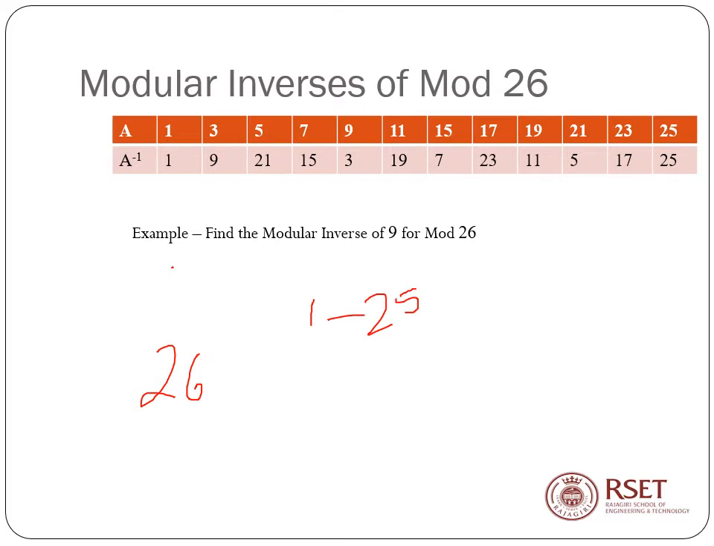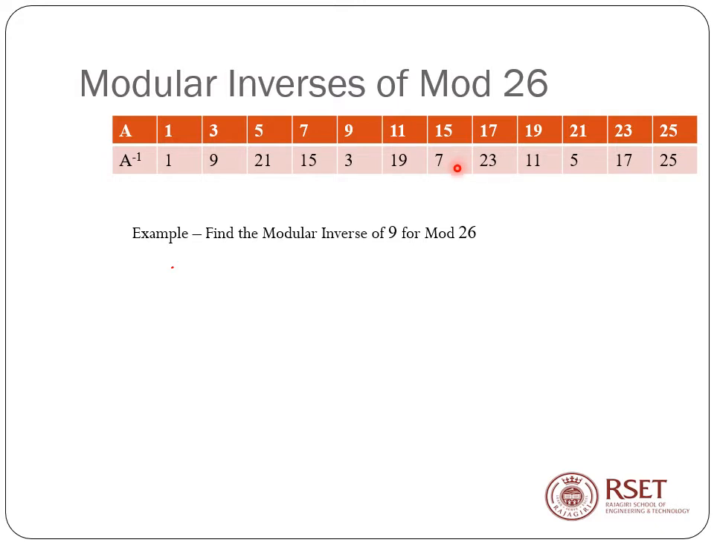Who all are there? 1 will be there. 2 is not coprime. 3 is coprime, that is, if I consider the GCD of 26 and 3, I will get 1. There are no other factors. Then 5 is coprime to 26, and 7, 9, 11, 15, 17, 19, 21, 23, and 25. If you consider any of these numbers listed here, you will definitely find that the GCD of those numbers and 26 is 1. Only for those numbers are you able to find an inverse.